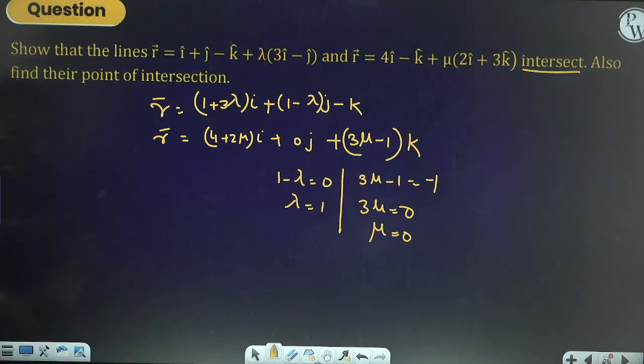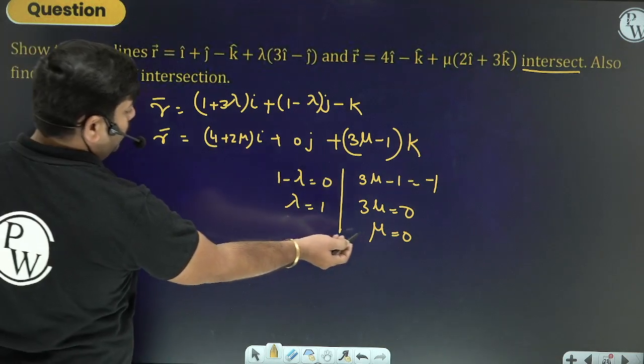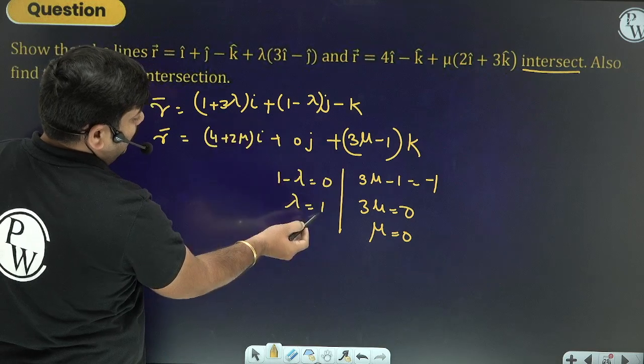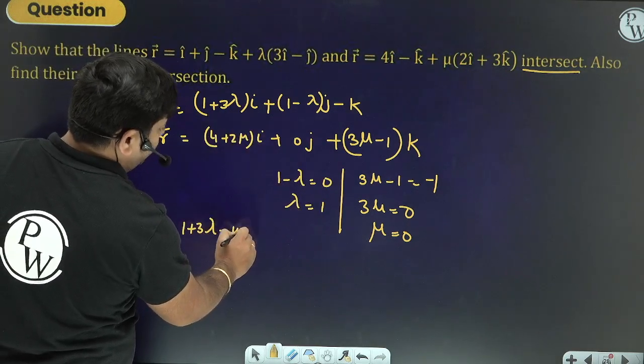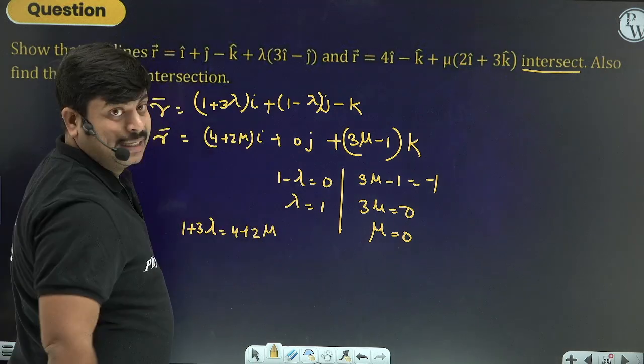It's correct. Well, see, we are substituting lambda in place of mu. 1 plus 3 into 1, so 1 plus 3 is 4. So 1 plus 3 lambda should be equal to 4 plus 2 mu. Only then we can say that they are intersecting, or else no.